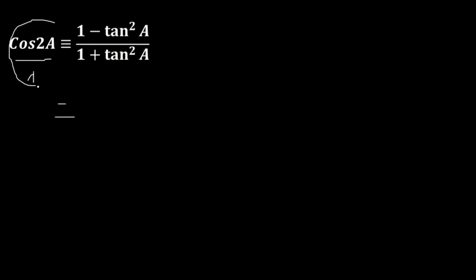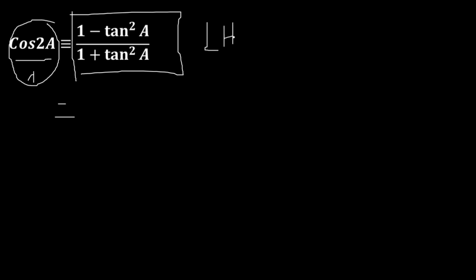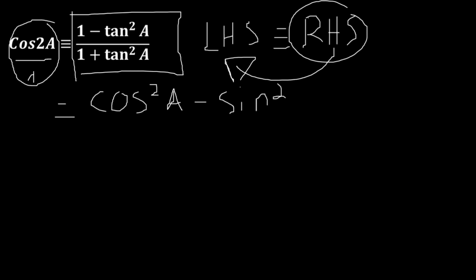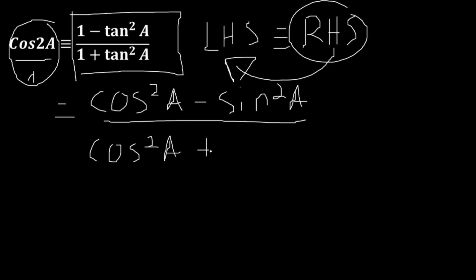We take the left hand side to prove the right hand side. Or you can take the right hand side to prove the left hand side. That is a mathematical proof. Okay, that will be equal to what? Cos square a minus sine square a, all over 1. And 1 is what? Cos square a plus sine square a.